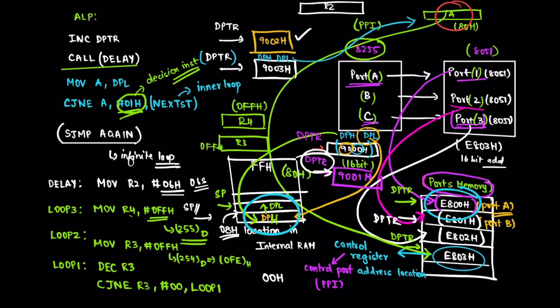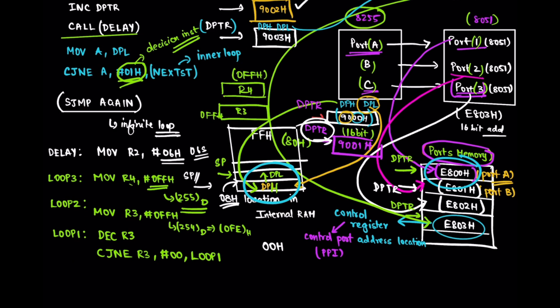Which means that I'm going to compare the value of R3 with the value 00H, and if it is not equal, I'm going to jump back to loop 1. So R3 and 00H are compared, and if they are not equal, we are going to jump back to loop 1. But if they become equal, then we move to the next instruction. If R3 becomes 0, it is going to continue forward, and then we are going to decrement R4. So R4 decreases from 255 to 254, since we initialized 0FFH to R4.